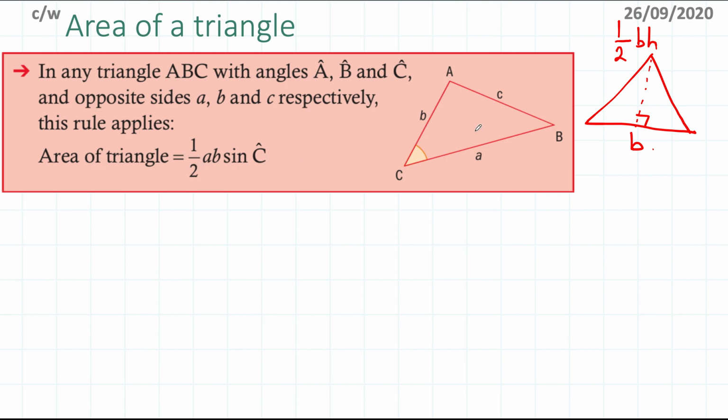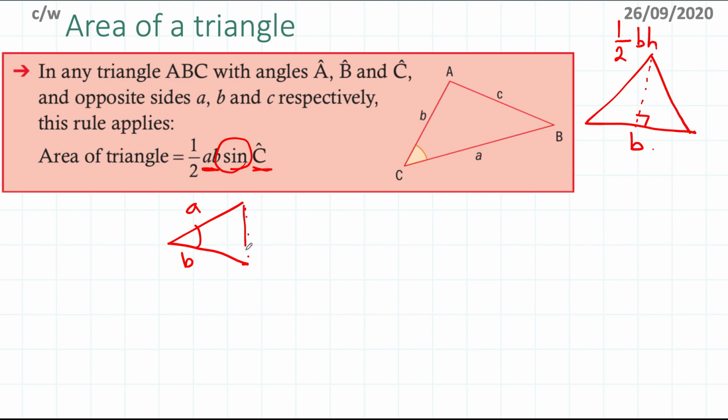You can dive into the labeling, but the way I explain it is that it has to be half times A times B times sine C. The relationship between A, B, and C is that C is sandwiched between A and B. So if I have the lengths A and B, my angle C has to be sandwiched between them. To find the area of this triangle, all I have to do is take half of A multiplied by B, and I take sine C. Please be careful that it's sine and not cosine. There are students that confuse this.